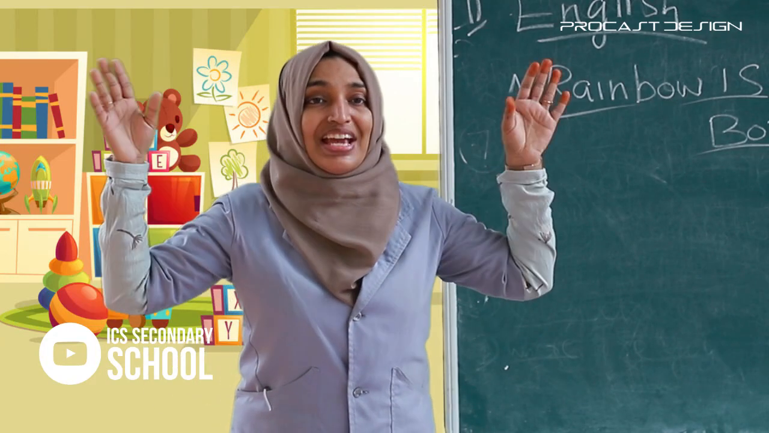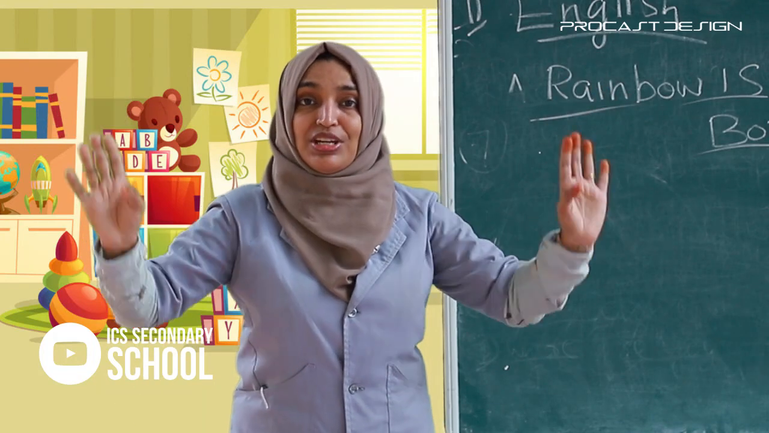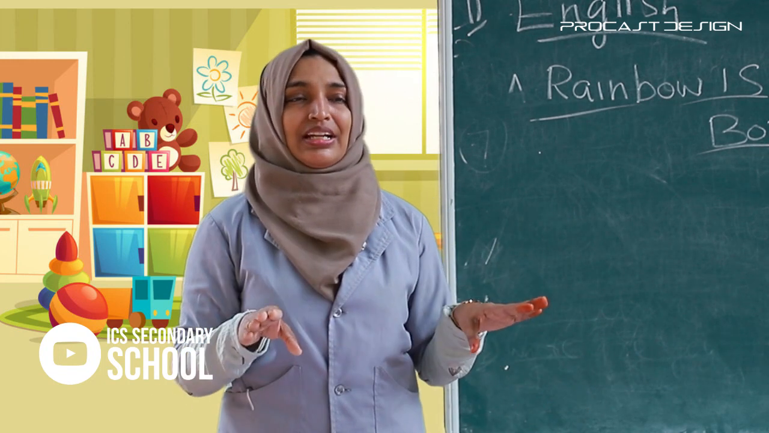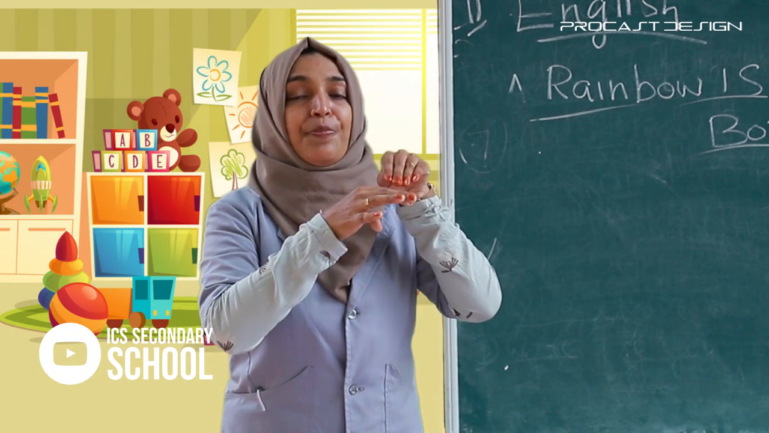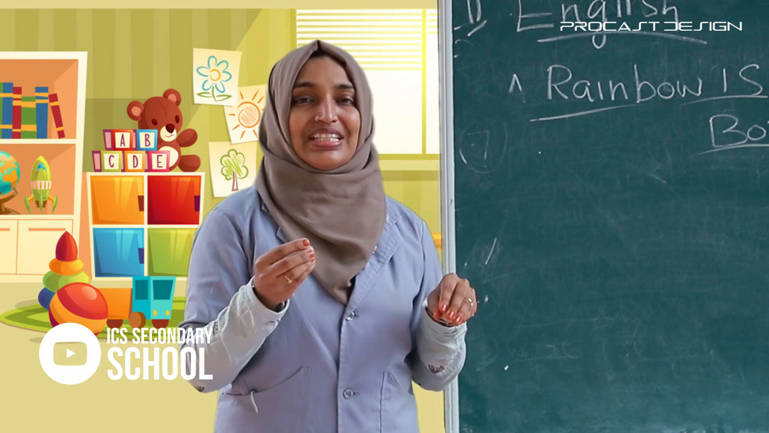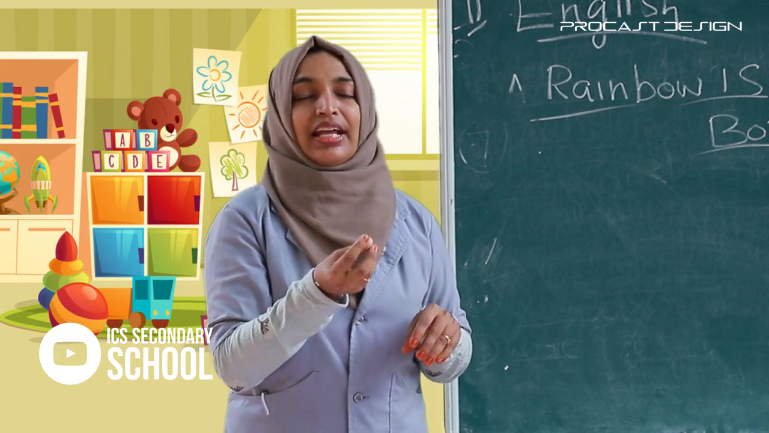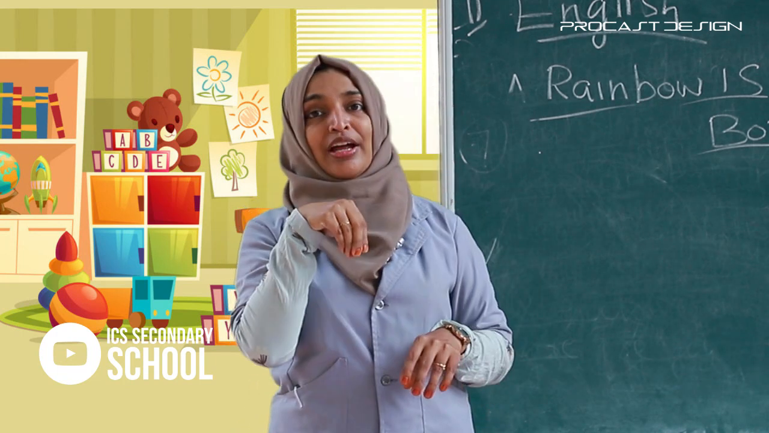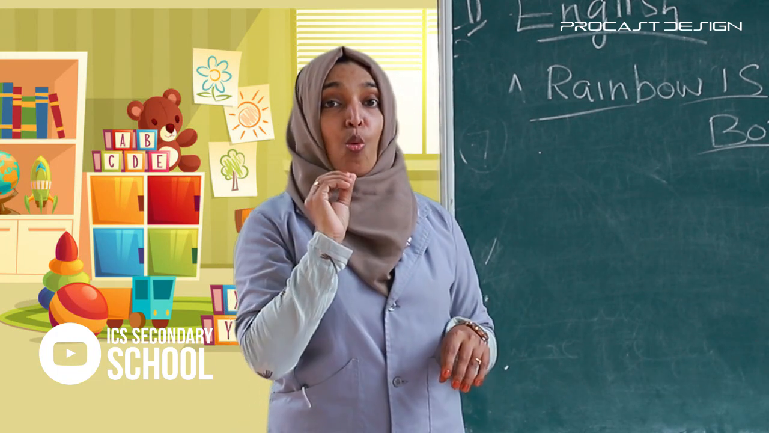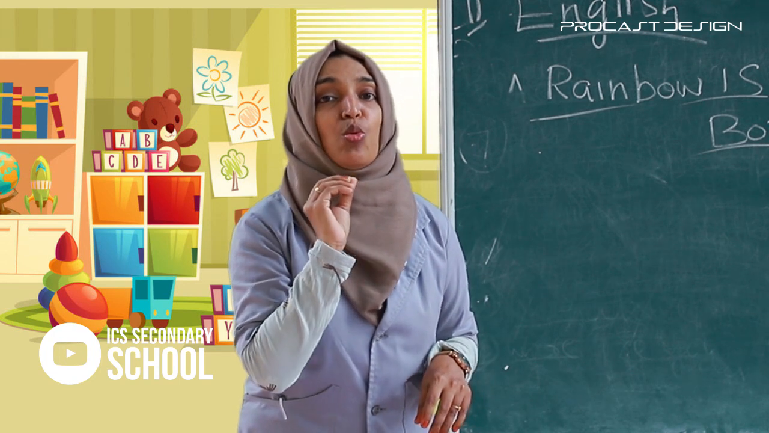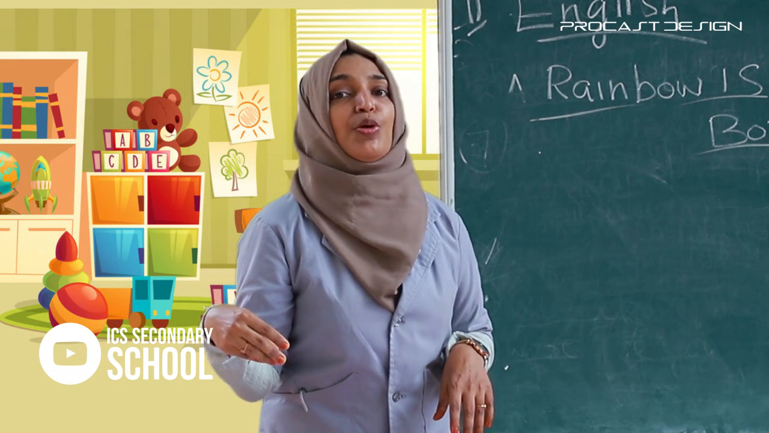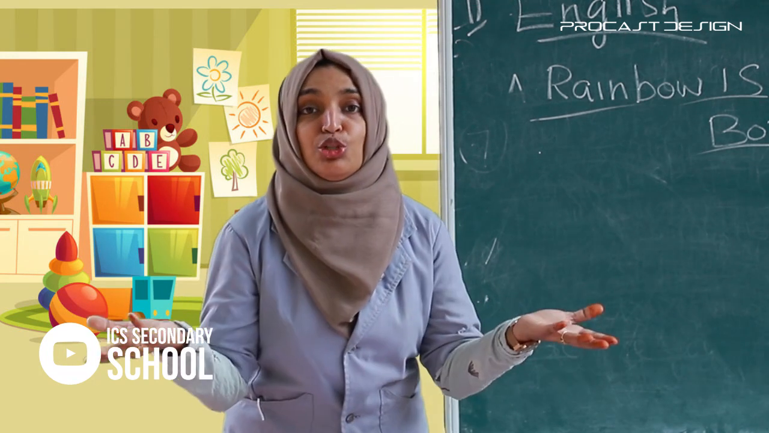Birds have wings. Birds have beautiful wings. The first bird dipped her wing. Tip of her wing. Tip means at the end. She dipped the tip of her wing into the red pot, the red color pot. And what did she do?